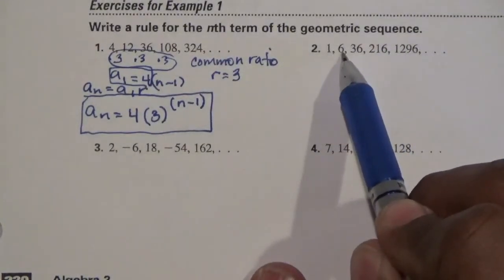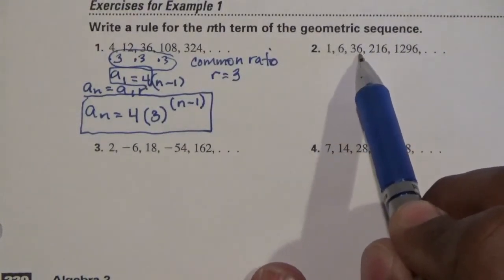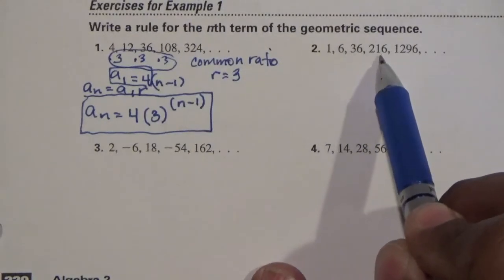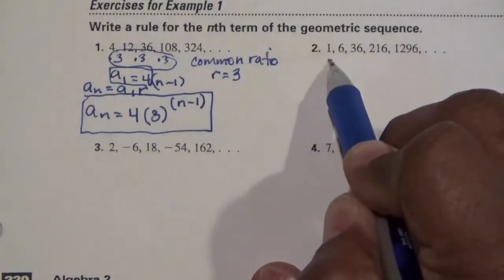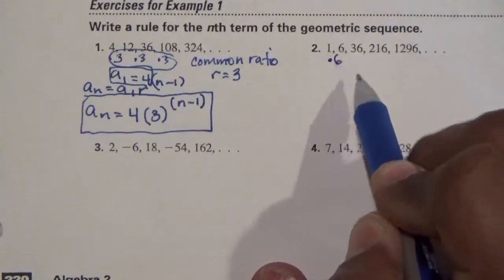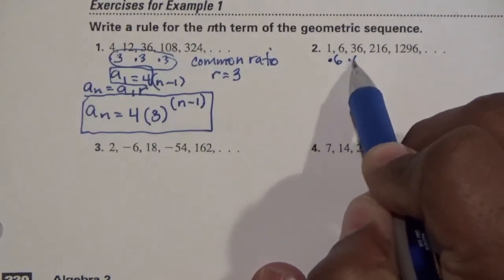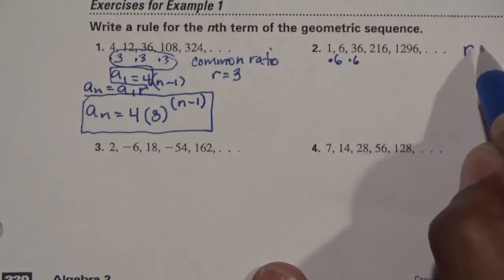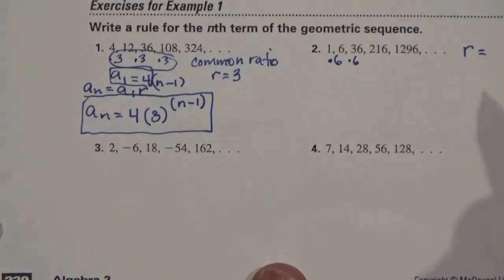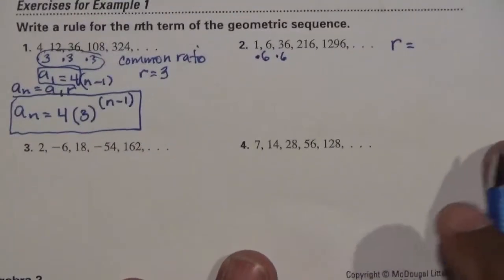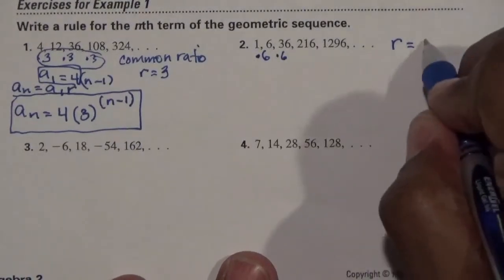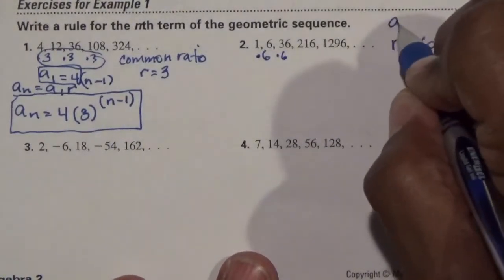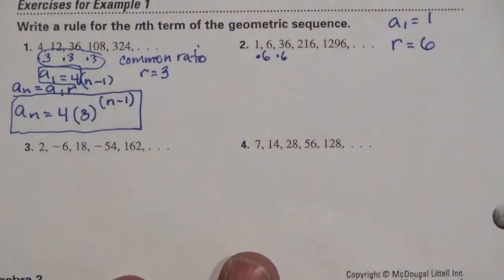1 times something gives you 6. 6 times something gives you 36. 36 times something gives you 2. All right. And we look at this. Well, 1 to 6 is times 6. And then we check the rest of them. Yes, 6 times 6 is 36 and so forth. So we see that our common ratio value, R, is equal to 6. Our first term in this sequence is 1.